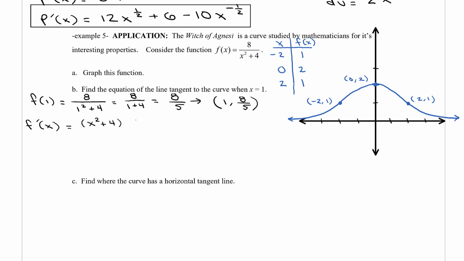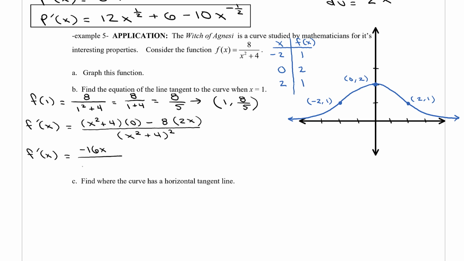F prime of x is going to be equal to, inside parentheses, we're going to have x squared plus 4, and that's going to get multiplied with 0, minus 8 times 2x, all over x squared plus 4 quantity squared.